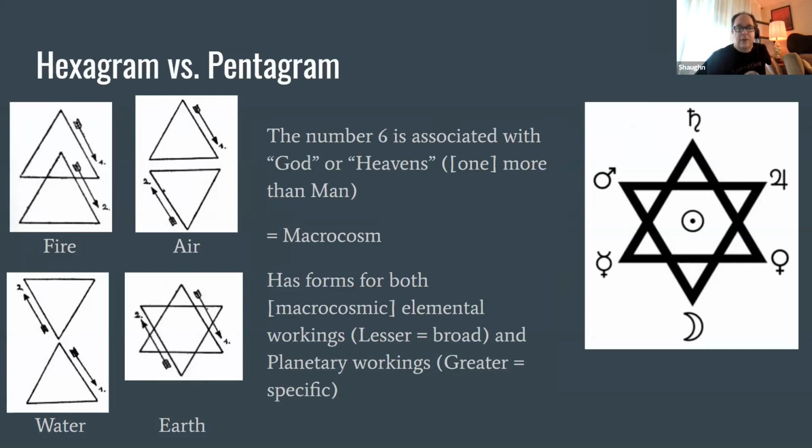elemental workings, so kind of bigger than the pentagram's microcosmic elemental workings, in a way. The elemental hexagram rituals are the lesser rituals of the hexagram, and the planetary workings are the greater rituals of the hexagram. So in a way, the lesser are more broad and the greater are more specific.